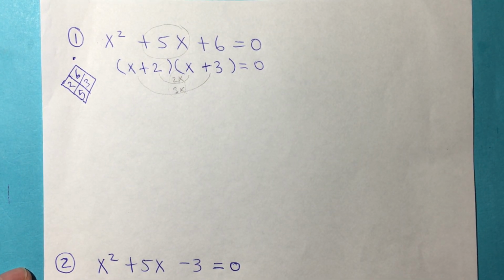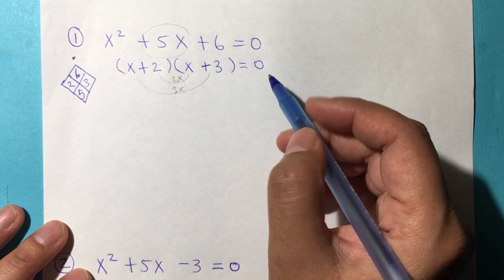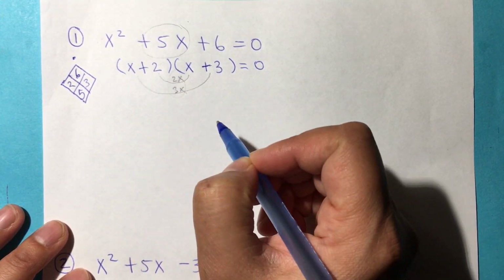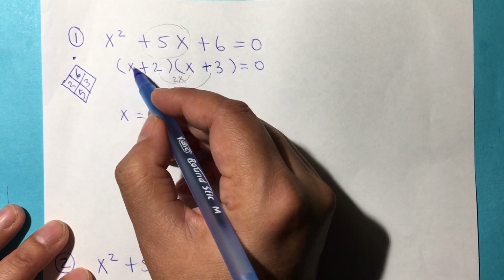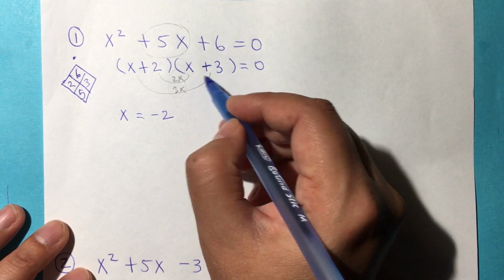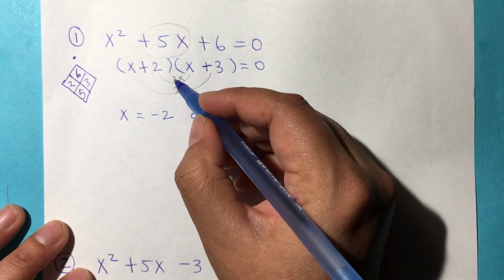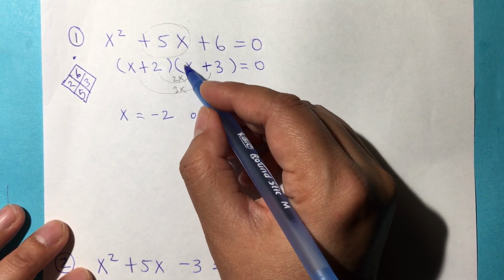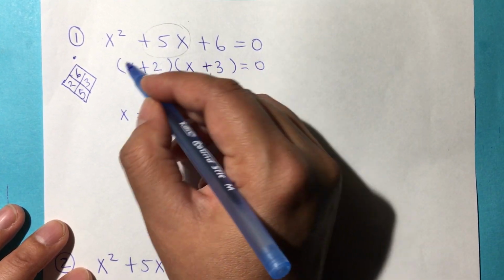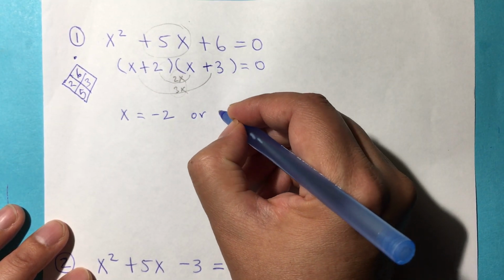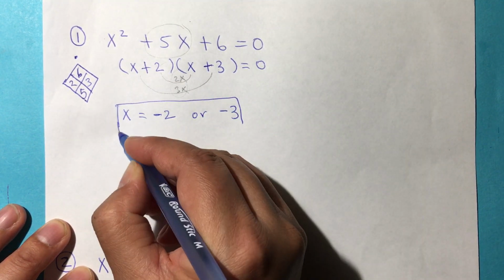So yes, it's correct. Now for this times this to equal 0, one of the two factors has to be 0. To make this one 0, x would have to be negative 2, because negative 2 plus 2 is 0, and 0 times whatever is in the other factor gives you 0. Or if we want this one to be 0, then x needs to be negative 3, because negative 3 plus 3 is 0. So negative 3 is the other solution. And that's how you find the answers by factoring.